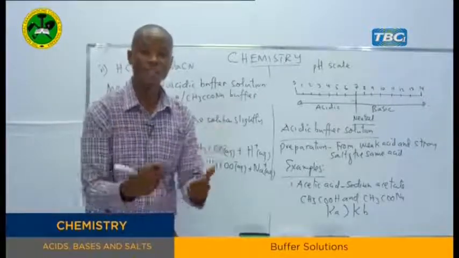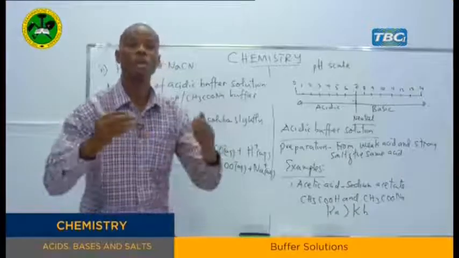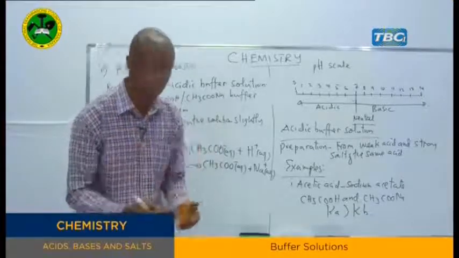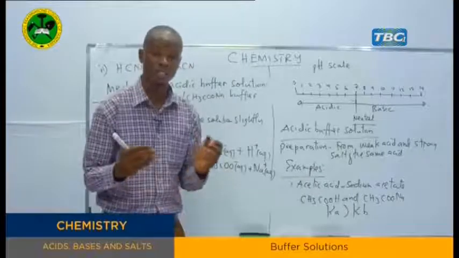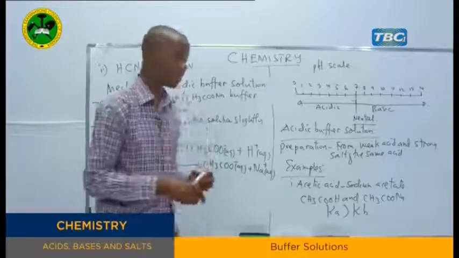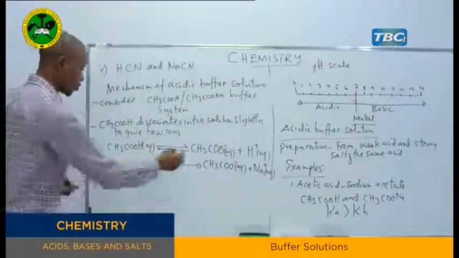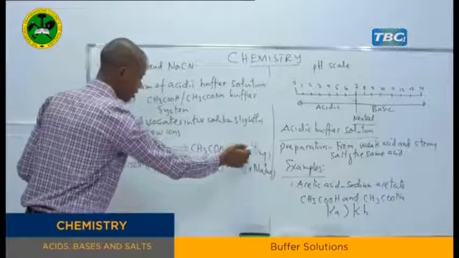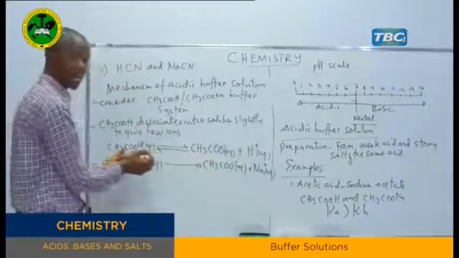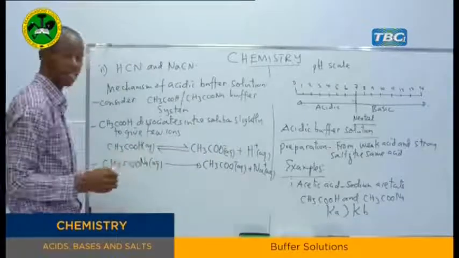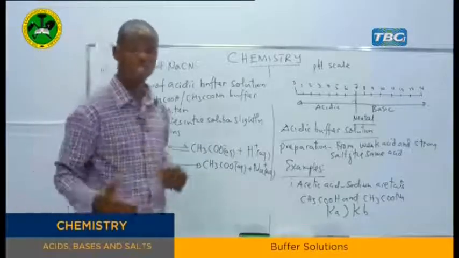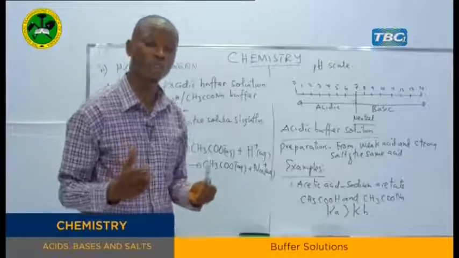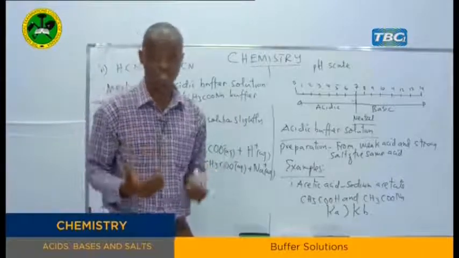So in that way, the pH of the solution will remain fairly constant because the concentration of hydrogen ion will also remain fairly constant. From here, the acetate ions will combine with these ones to give back the acetic acid. So that is number one. In that way, you can see that the concentration of hydrogen ion is fairly kept constant.